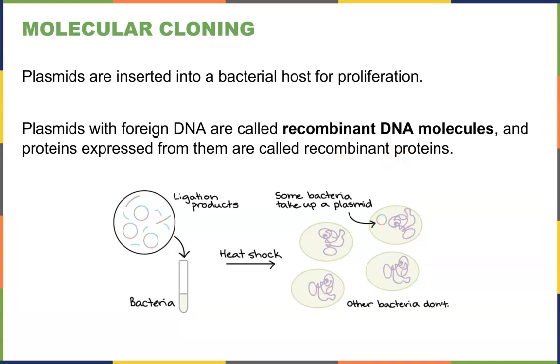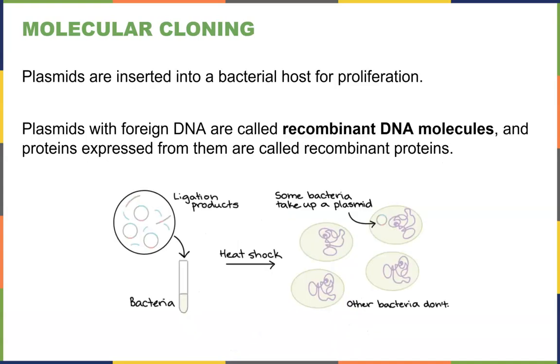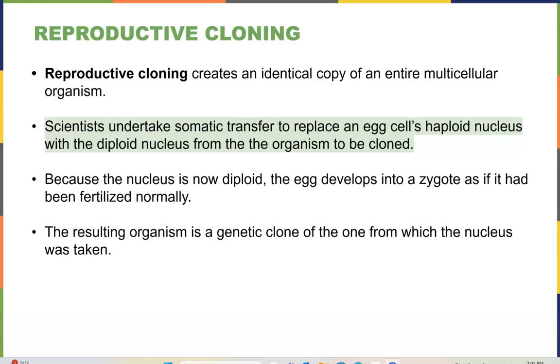So an organism that could maybe not make insulin before, once it receives this recombinant plasmid, with the new gene that we put in it, it would now become an organism that could create insulin, in this case, for this example. Okay, so reproductive cloning, a little bit different.